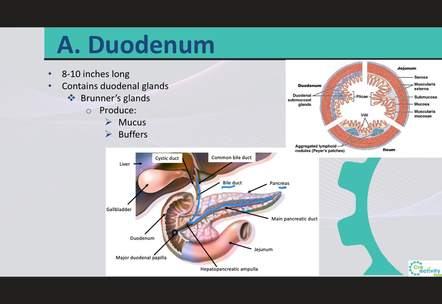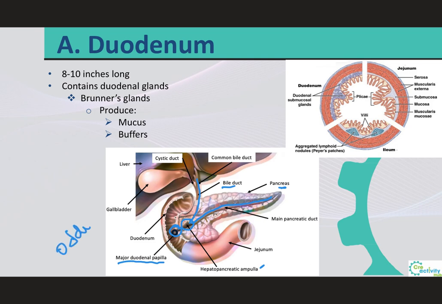Now these ducts, they will enter the wall of the duodenum, where they will form a bulb that's called the hepatopancreatic ampulla, also known as ampulla of Vater. Now this ampulla opens into the duodenum via a mound that's called the major duodenal papilla, which can also be called the papilla of Vater or the sphincter of Oddi.